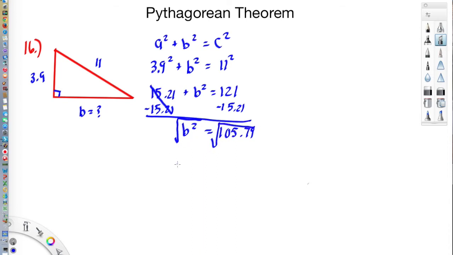Got to do the inverse operation. I'm going to get b is approximately, well, I know that the square root of 105.79 is going to be less than the square root of the perfect square 121, which is 11, and it's got to be greater than the square root of 100, which is 10. So it's somewhere between 10 and 11. It's going to be 10 point something.